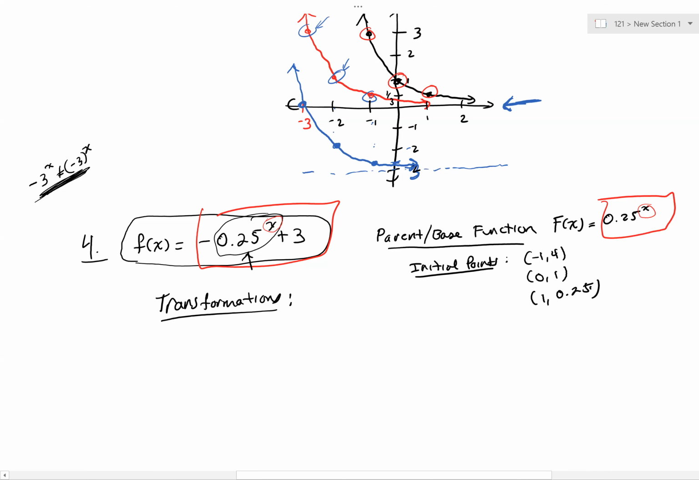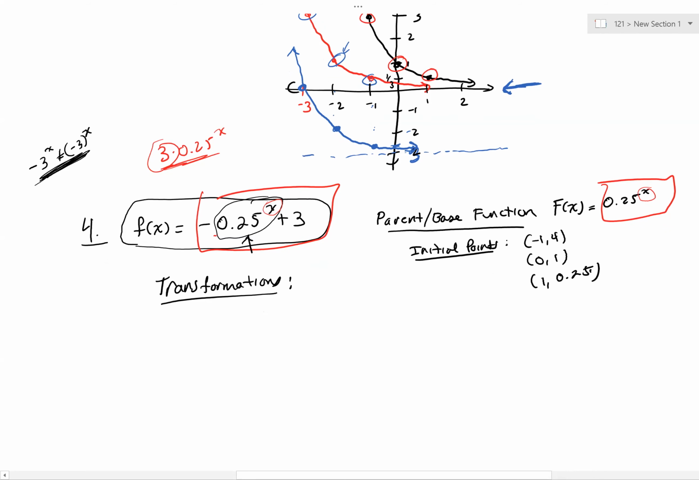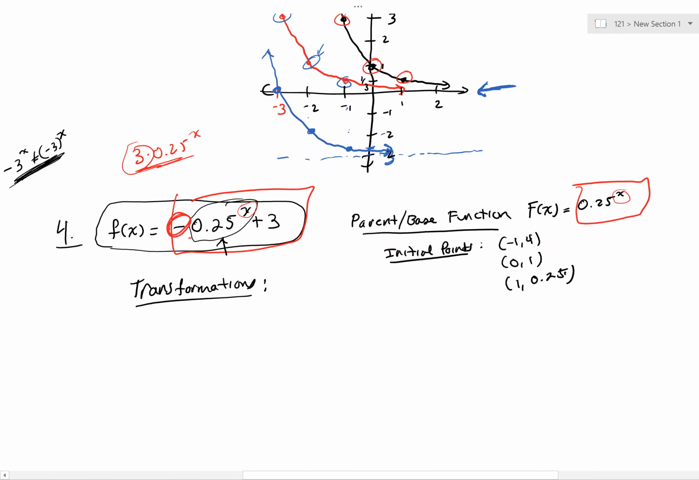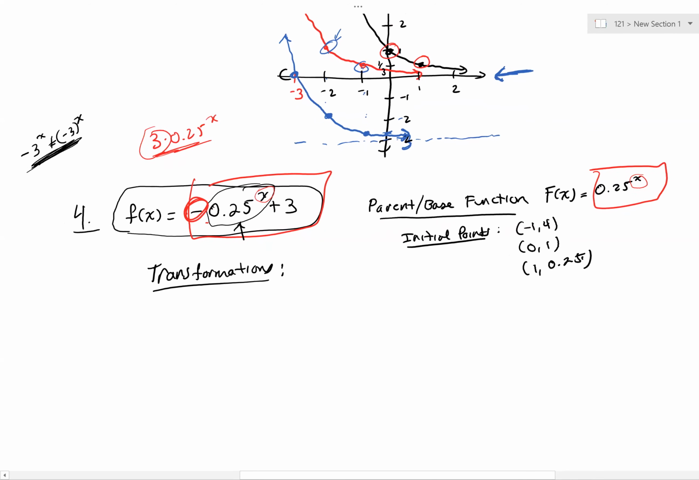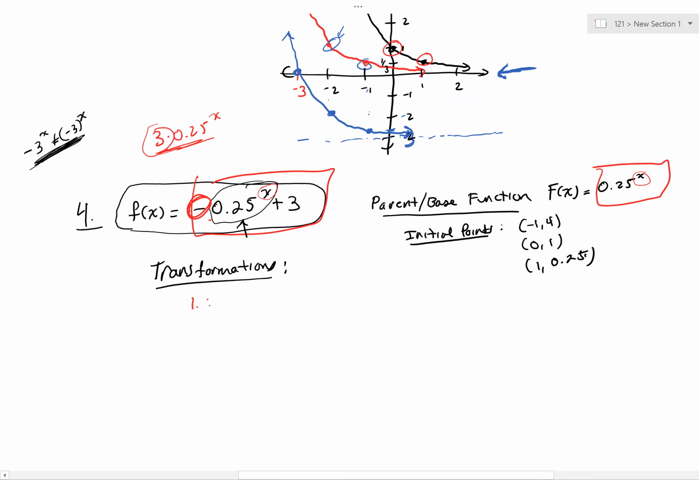Is there a positive constant multiplying the front of this base, the base being 0.25? There's not. For example, it's not 3 times 0.25 to the x, right? There's no positive number in front multiplying our expression. So that means there's no vertical stretch or shrink. But we do have this minus sign. That minus sign in front of the exponential function means that there's a vertical reflection. So there's a vertical, or in other words, x-axis reflection.